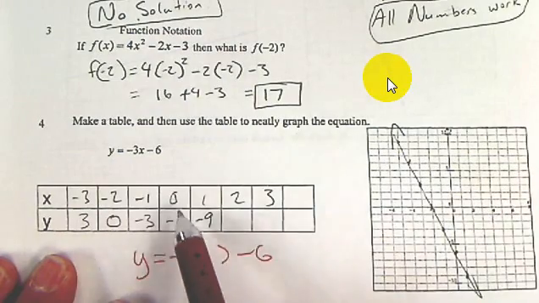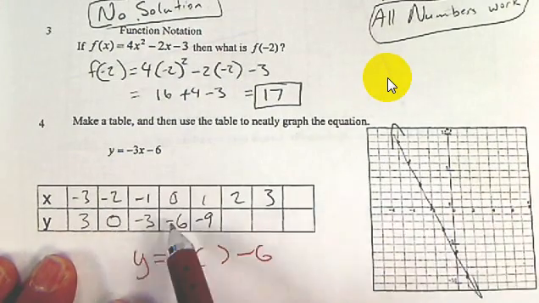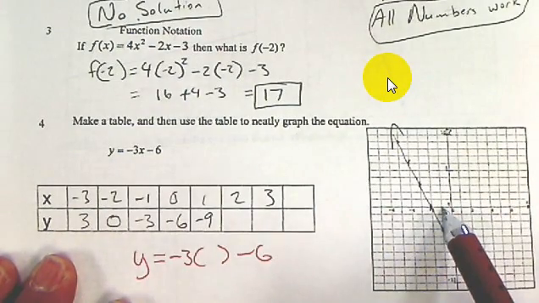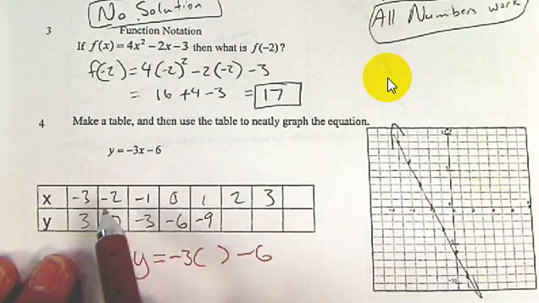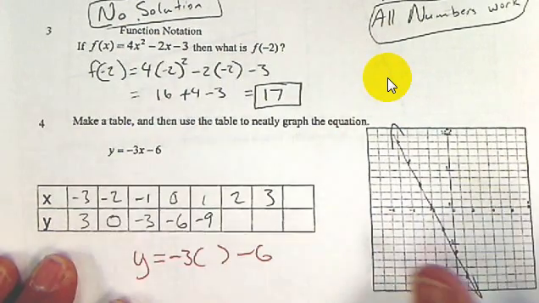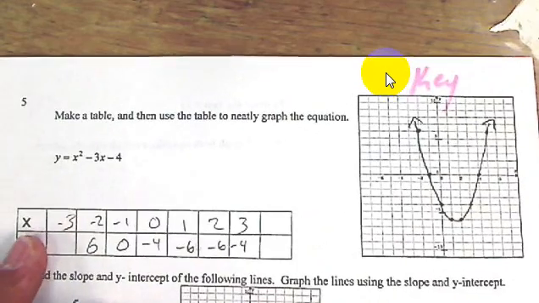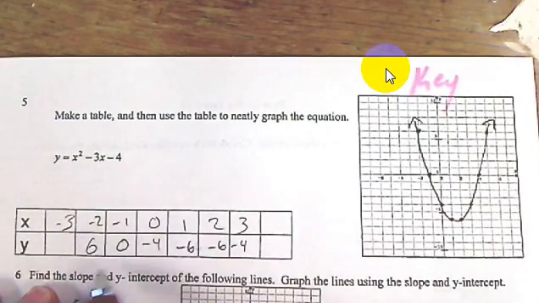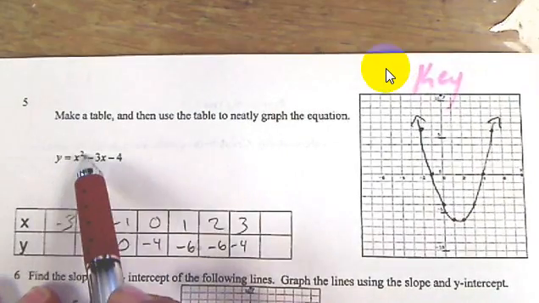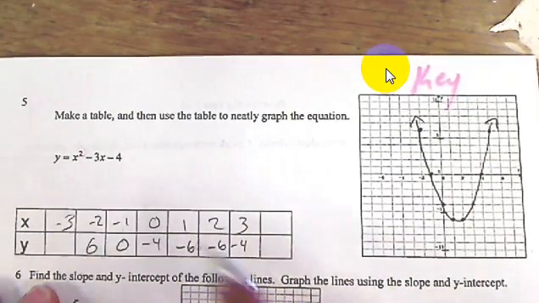And then you just plot the points. 0, -6, dot. -1, -3, dot. -2, 0, dot. It's a parabola because it has an x squared in it.